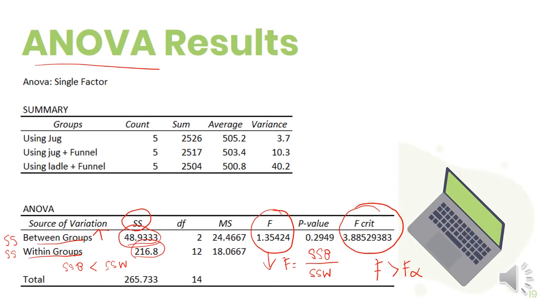But in the ANOVA results here, we can see that the F is smaller than the F critical value. So we do not have sufficient evidence to reject the null hypothesis, and we can say that the different bottle filling methods do not have a significant effect on the volumes of the Tehrosella.